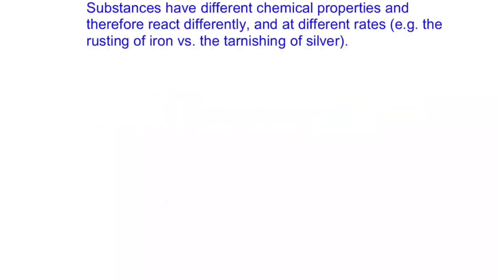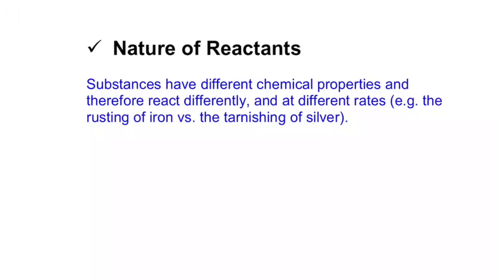Let's take a look at the nature of reactants. Substances have different chemical properties and therefore react differently and at different rates. We've talked about that at the very start. The rusting of iron, right, versus fireworks. That is based on the nature of reactants, right? If you increase the temperature of an iron by 5 degrees Celsius, it doesn't really affect its rusting process.